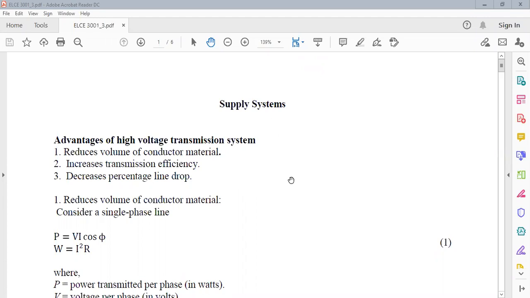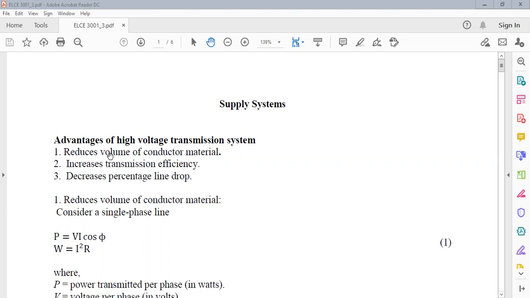Today's lecture we will discuss the supply systems. By supply systems, we mean the transmission line, all the apparatus of the transmission line, and the components of the supply system. Now, first of all, we will discuss what the advantages of high voltage transmission are.